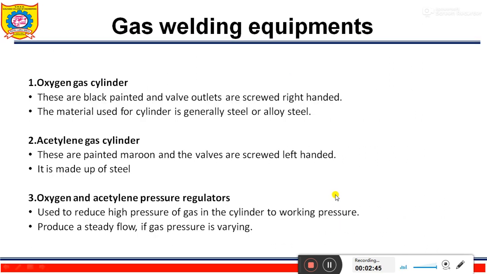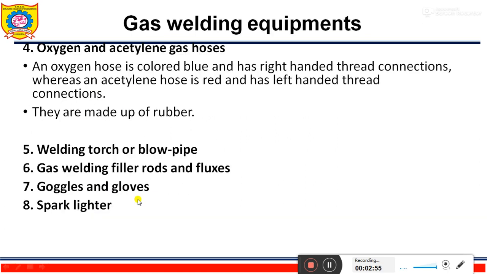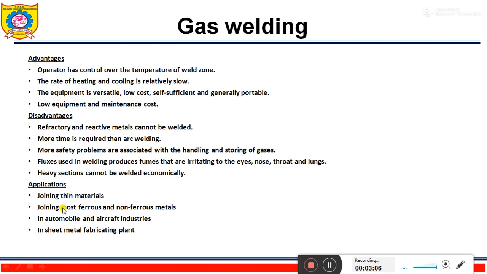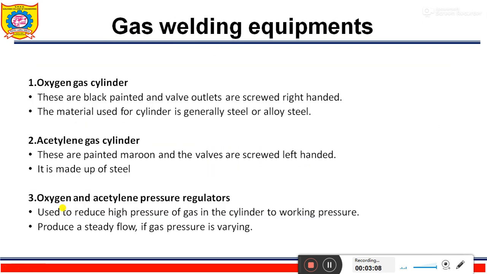So in gas welding, what are the various gas welding equipments? Oxygen gas cylinder, acetylene gas cylinder, oxygen and acetylene pressure regulators, oxygen and acetylene gas hoses, welding torch or blowpipe, gas welding filler rods and fluxes, goggles and gloves, and spark lighter. These are the various equipments.